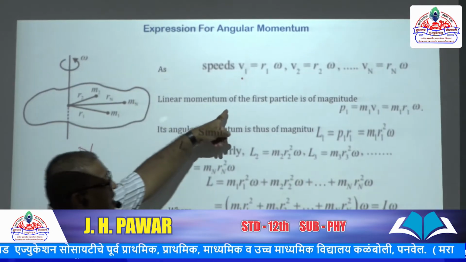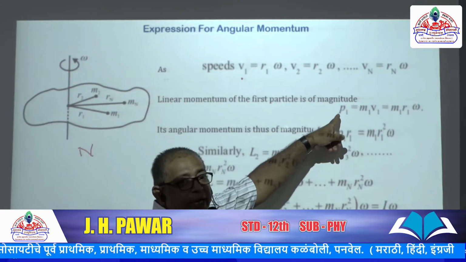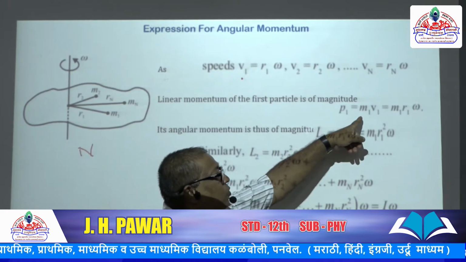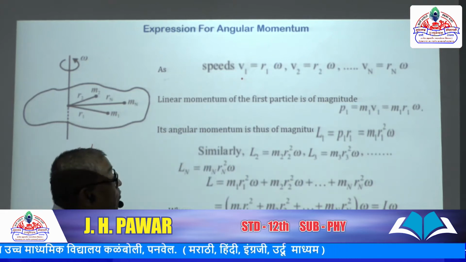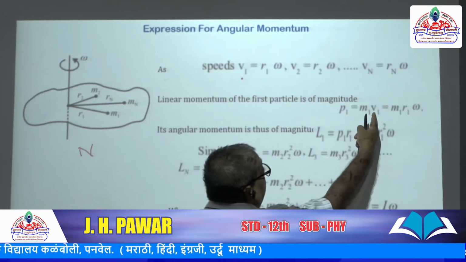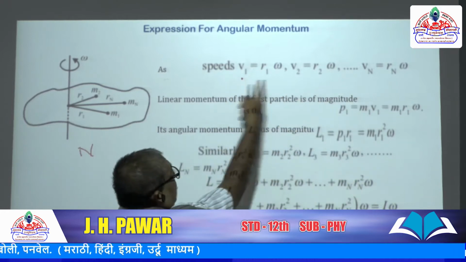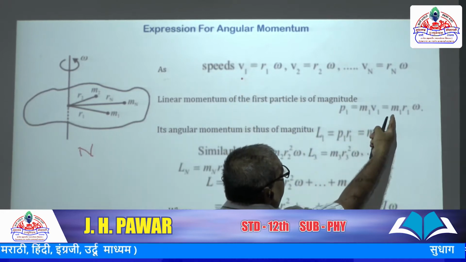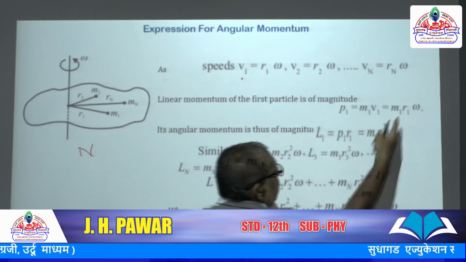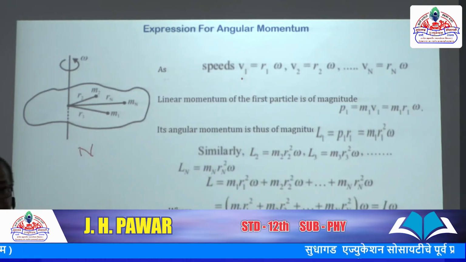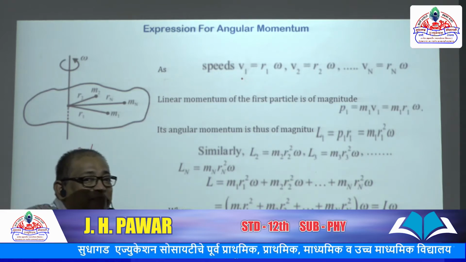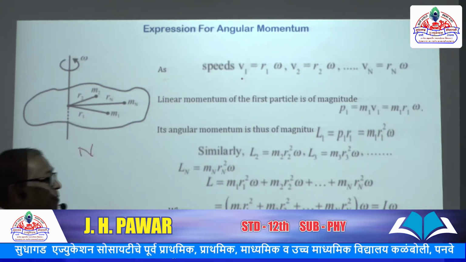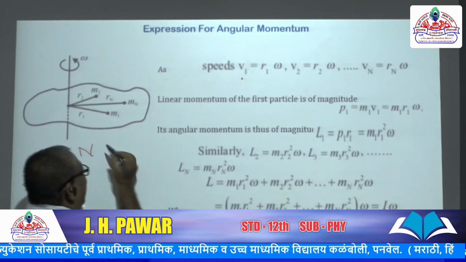This particle has a linear momentum P1 equals m1 into V1. But V1 is R1 omega, so substituting this value, P1 equals m1 R1 omega. Then its angular momentum, or moment of linear momentum, can be taken as follows.